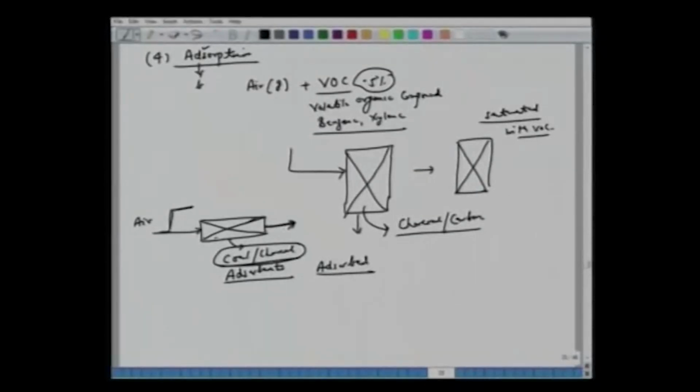After some time you will see that slowly this concentration will increase at the exit, till this level has reached the same as the inlet level. Then one will have to stop it. So what operation is here? We are starting with air, which contains VOC.